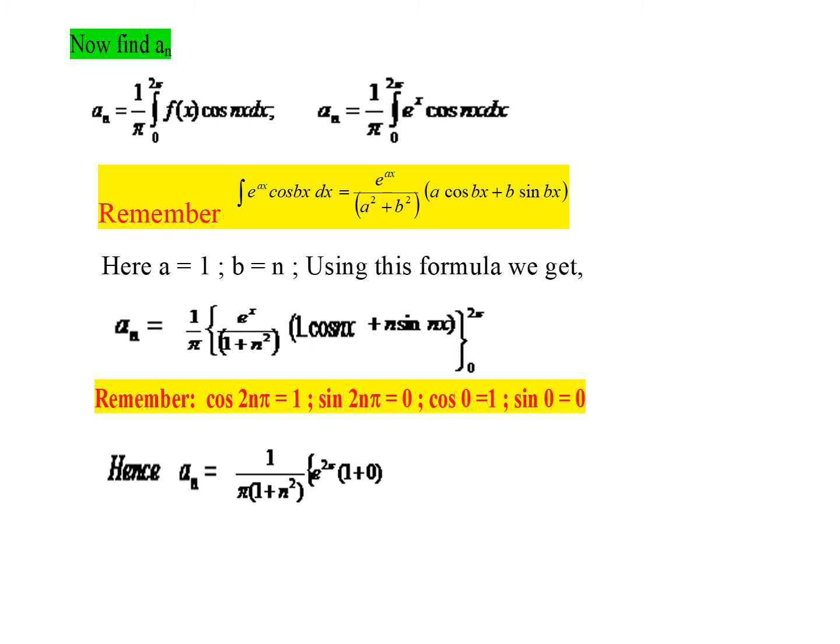This is the upper limit. Minus, what is the lower limit? In the place of x, I have to substitute 0. So e power 0 into, yeah, when we substitute x as 0, inside what do we have? Cos 0, 1. Sin 0, 0. So e power 0 into 1. Which is equal to, when we simplify this, e power 2 pi minus 1 divided by this, e power 2 pi minus 1 divided by pi.